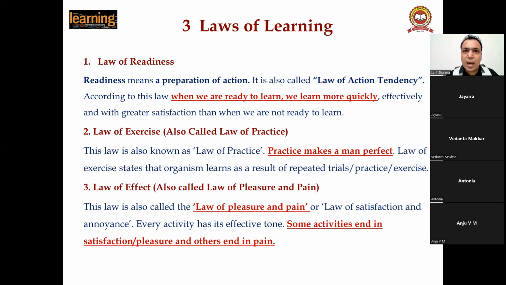It is also called the law of action tendency. According to this law, when we are ready to learn, we learn more quickly. You should know that when your students are ready to learn, they learn more quickly. You cannot make your student learn more quickly by scolding. If you don't know the method and you start scolding and losing your patience, then we are not ready to learn effectively and with greater satisfaction.